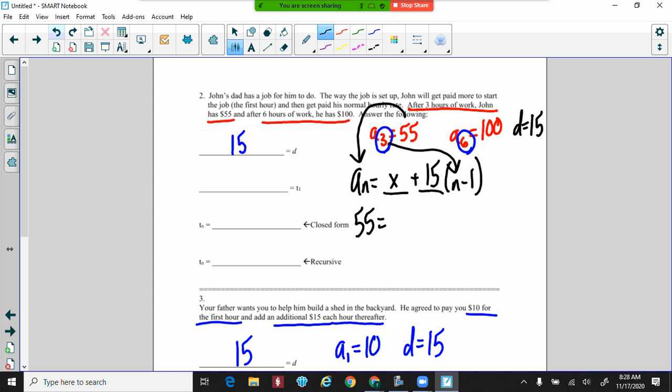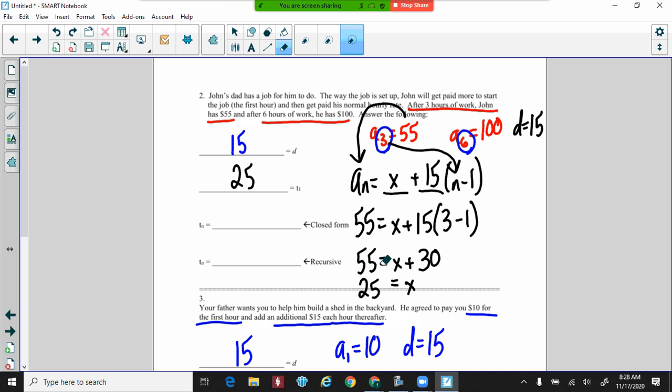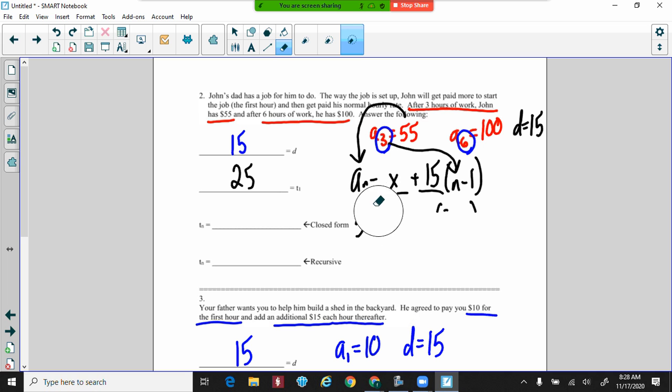So 55 is equal to x plus 15 times 3 minus 1. 55 equals x plus, this ends up being 30. So when I subtract, my first term ends up being 25. There's 25. And since I know what my common difference is and what my first term is, I can go ahead and create my closed form formula. Again, you might have to rewind a little bit so you can watch what I did, because I have to erase to have some room to write.